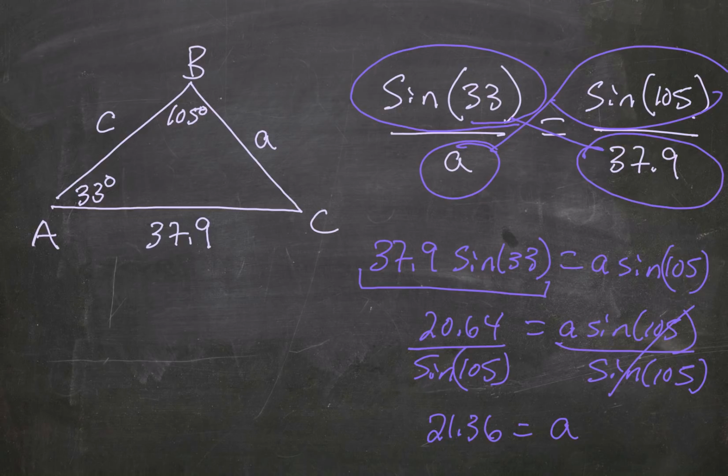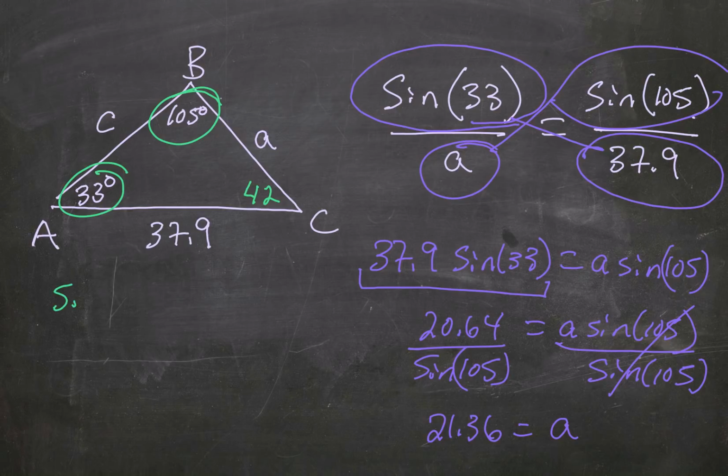Now we need to find the values for C. So pause the video. Before you pause the video, how do you think you can figure out angle C? If you look at this, we know that this is 33, that's 105. You're going to subtract those from 180. So 180 minus 105 gives me 75. And then when I subtract 33 from that, you get 42. So that's angle C. That was pretty easy.